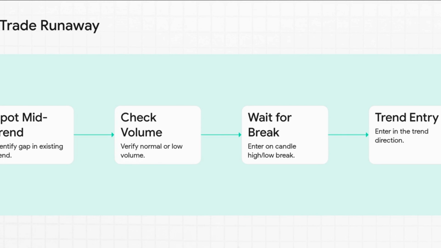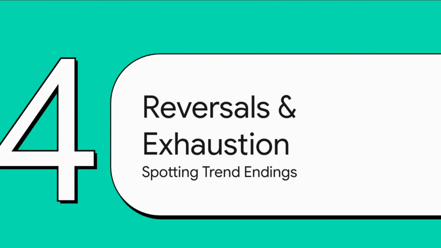Now for the runaway gap, it's a slightly different context. You're spotting this mid-trend. Crucially, verify that the volume is normal. Remember, if the volume is crazy high during a trend gap, it might be turning into an exhaustion gap, which is exactly why we want normal volume here. Once again, wait for the high or low of the gap candle to break and enter in the direction of your trend. Part 4, reversals and exhaustion gaps.